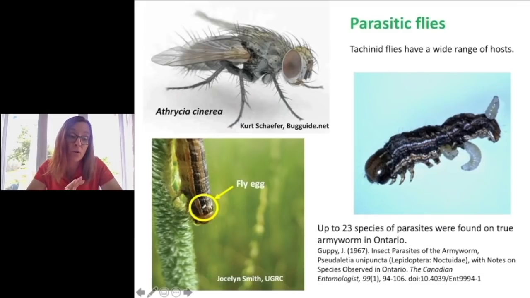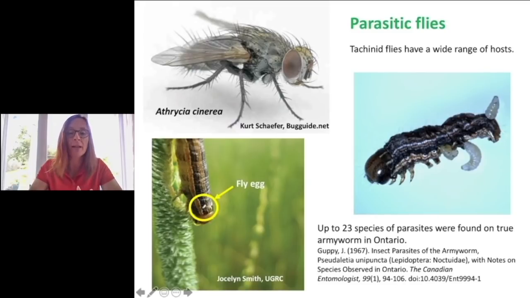And not only are wasps parasites, but also flies. And a good indicator, we've seen this before with armyworm. In fact, there have been studies that show that armyworm has up to 23 different parasites found here in Ontario.